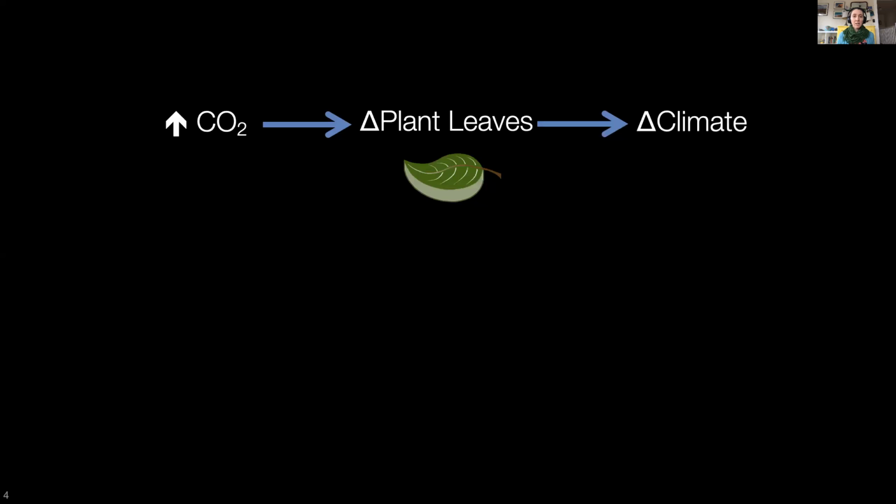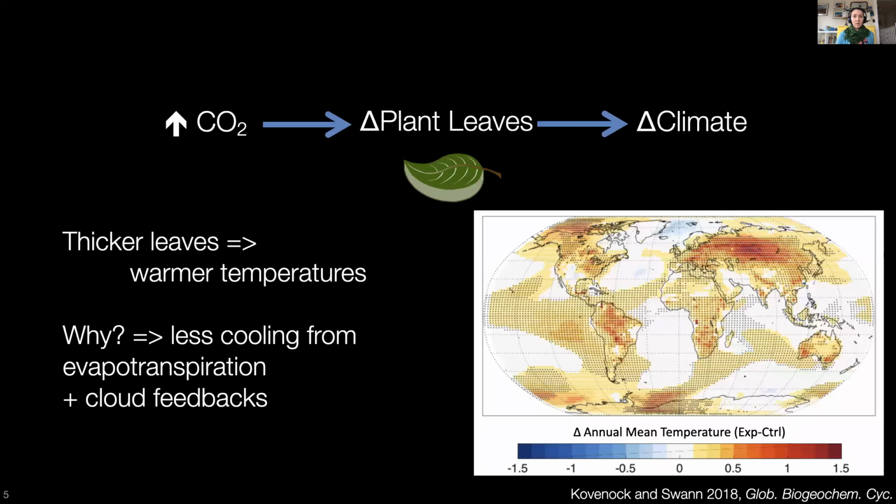In turn, these changes in plant traits, traits of leaves, can alter climate. In prior work done by Marlies Kovenock and myself, we found that thicker leaves led to warmer temperatures. This is because leaves that had a higher leaf mass per area were costlier to build in terms of carbon. So plants were able to build fewer leaves. They had less leaf area. And that led to less evaporative cooling over the land surface, coupled with some cloud feedbacks, led to increases in surface temperatures, particularly over land.